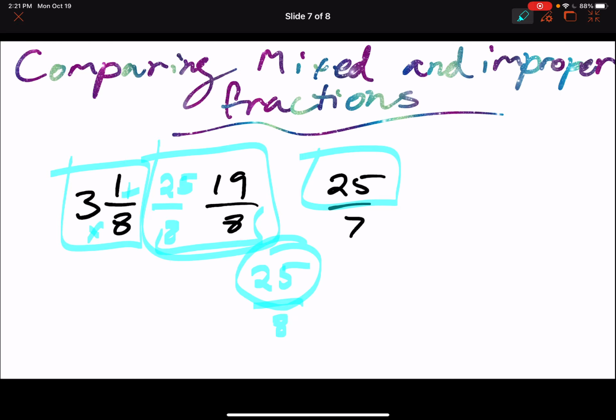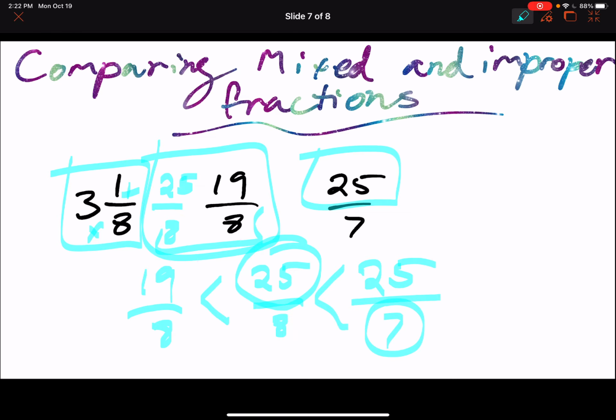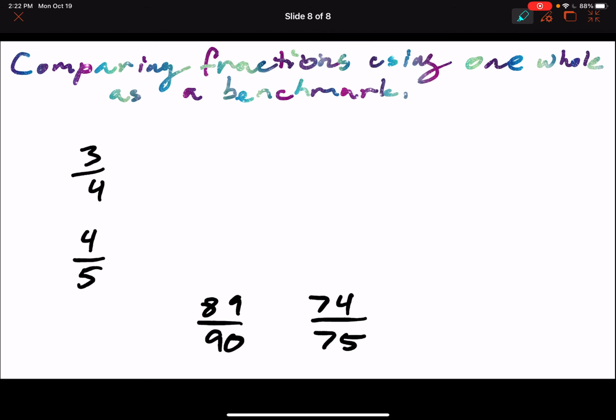25/7. Okay, so is it bigger or smaller? Well, it's definitely bigger than 25/8 because it's cut into bigger pieces. So that one is bigger, right? So I already know that 19/8 is smaller than 25/8. Now, can I write it this way? 25/7. Absolutely, I can write it this way. As long as you change the signs, you're all good.